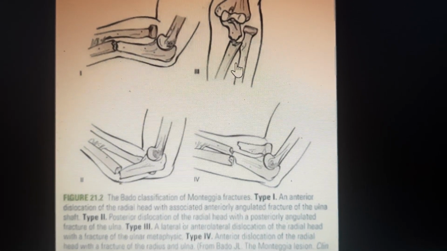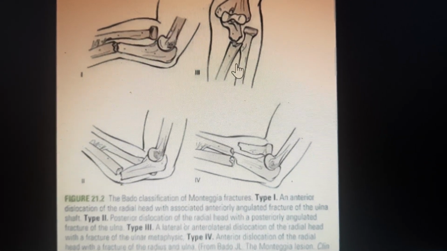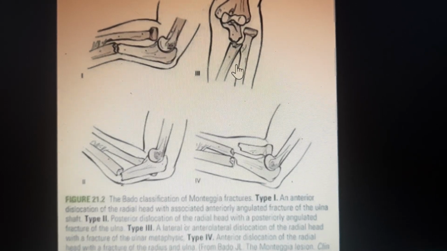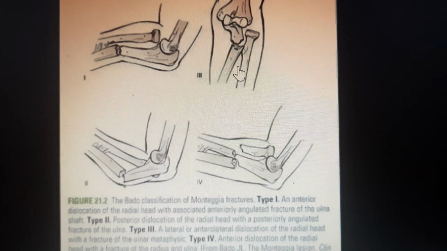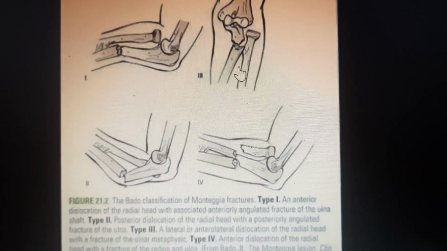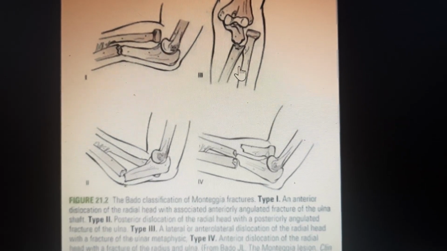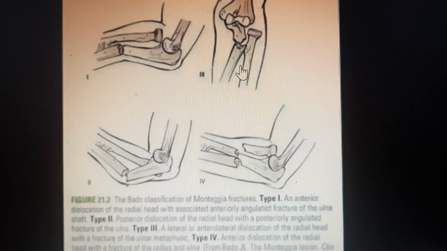In type 1 of Bado's classification, which is the most common type, there is anterior dislocation of the head of the radius with a fracture of the ulnar diaphysis, and there is anterior angulation of the fractured ulna.